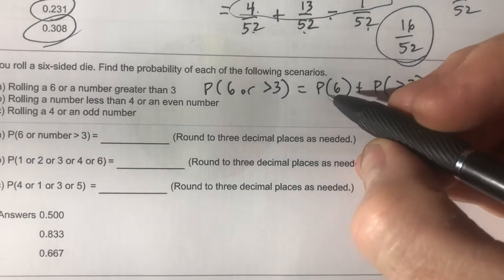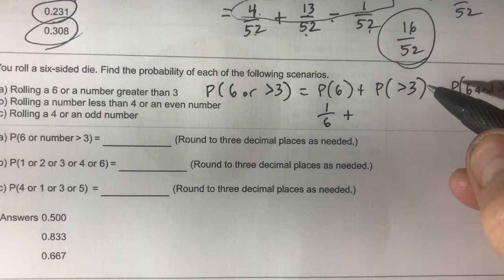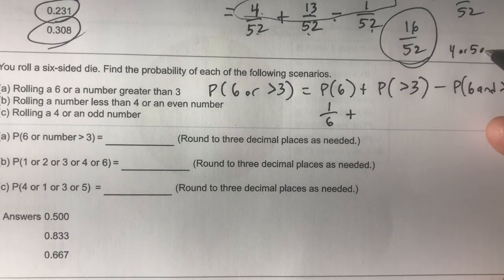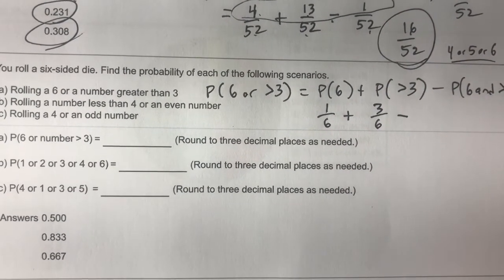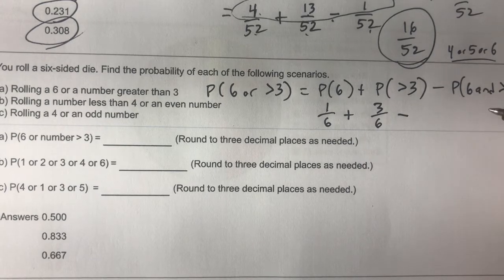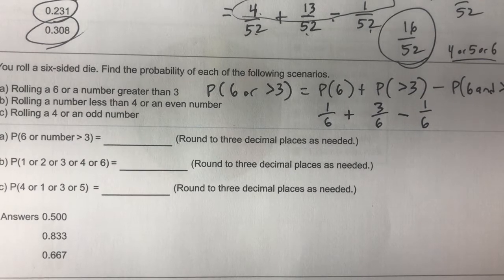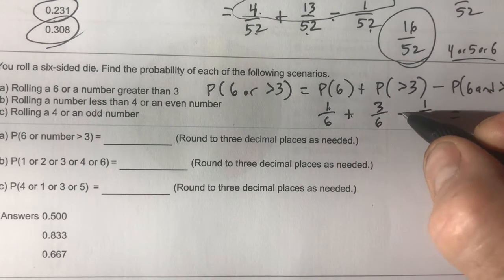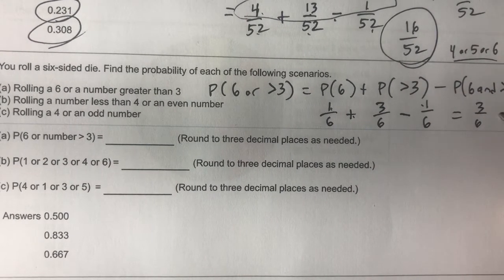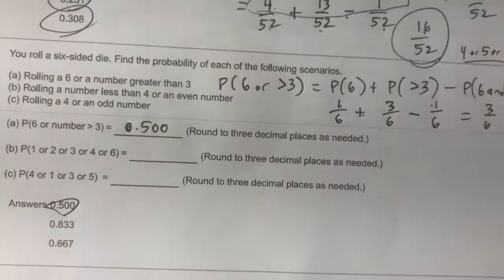Okay, so probability of getting a 6, this is a 6-sided die, so there's 1 6 out of 6 total sides. Probability that you get greater than 3, it could be a 4 or a 5 or a 6, so there's 3 of those out of 6, minus the probability that you're 6 and greater than 3. Well, a 6 is greater than 3, so there's one of those. There's 1 6 and it's greater than 3. So now I add these up, and that's just 3 over 6. 1 plus 3 is 4, minus 1 is 3. And if I divide that, I get 0.5. It says round 3 places, so I probably need to put these zeros on. So 0.500, you can see right there.